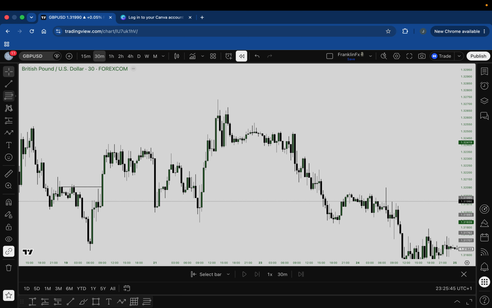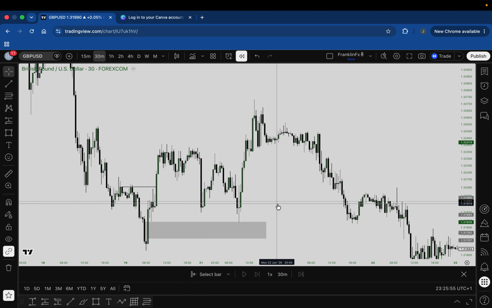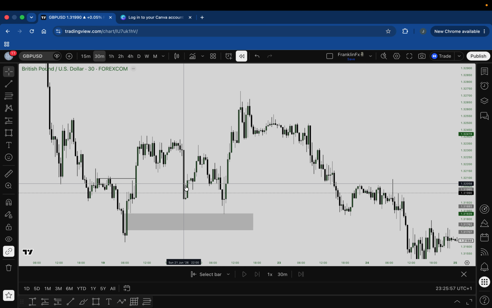So I'm going to be looking at my next POI. And where's my next POI? My next POI is an FVG present here. As you can see, an FVG present here. And let's say price came very, very close to the FVG, as you can see.